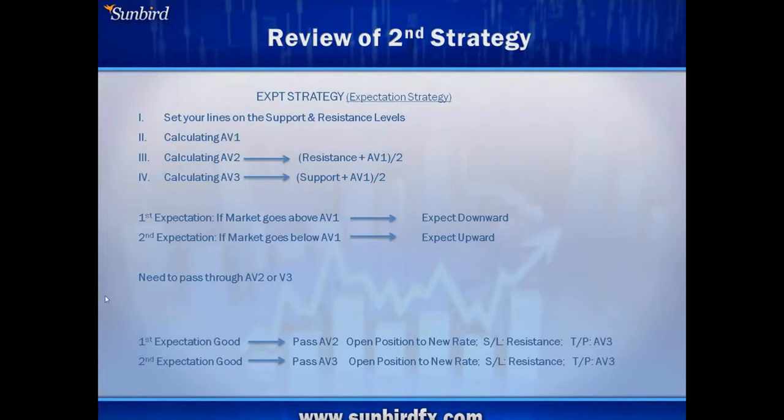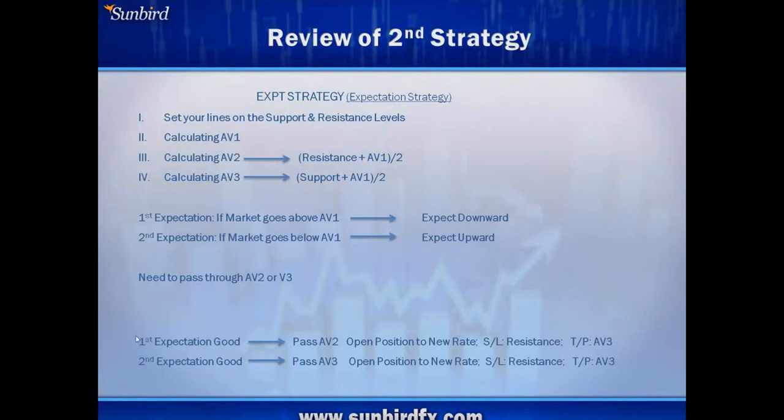This is just a review. Second expectation is if the market goes below average 1, expect an upward trend, expect it to go back up. So it needs to pass through average 3, as you can see here. Once it passes through average 3, get ready to open a position. Wait until you have a new rate that's coming up.